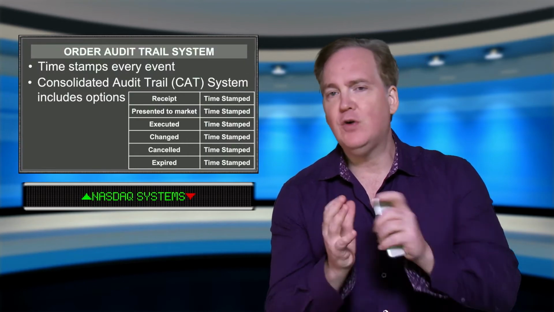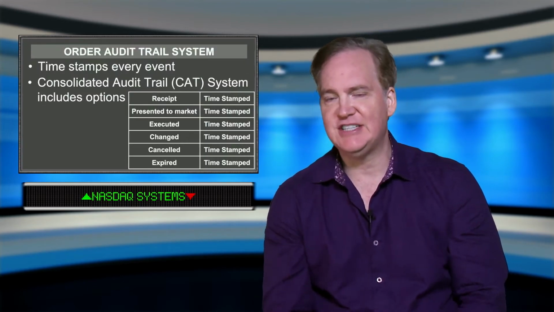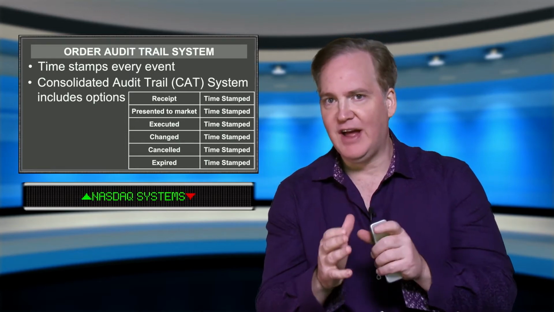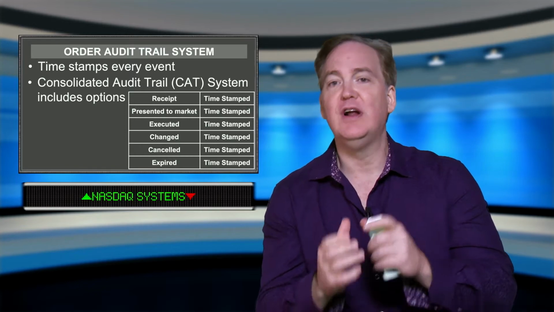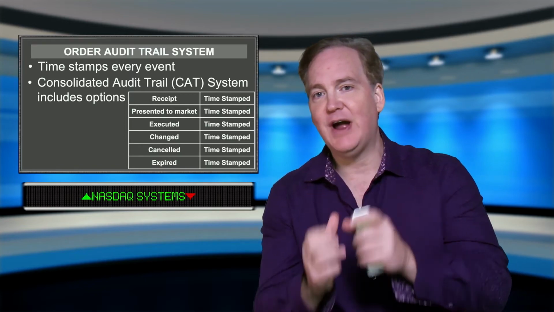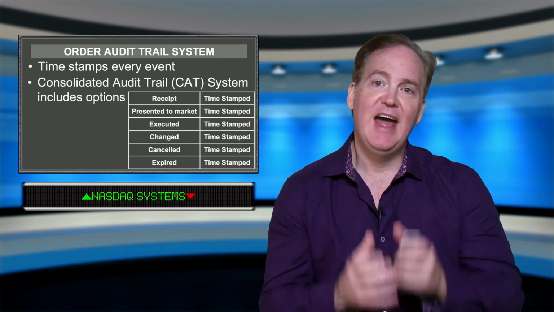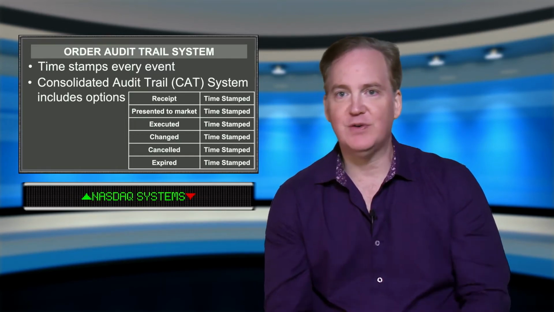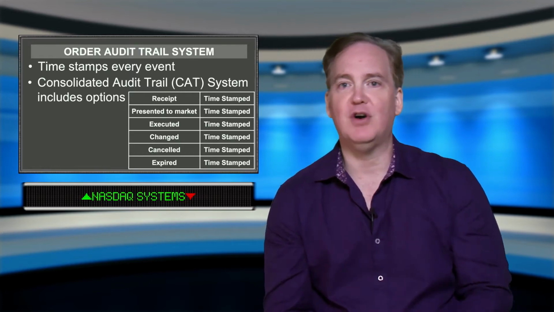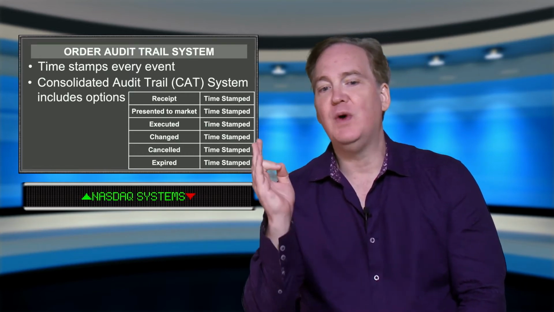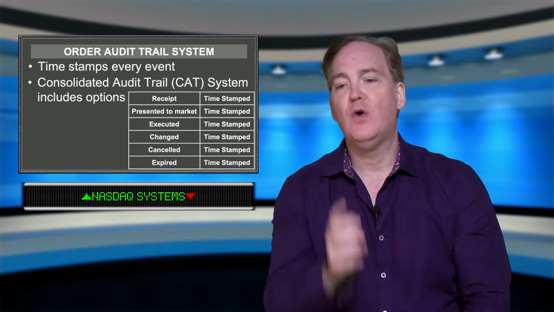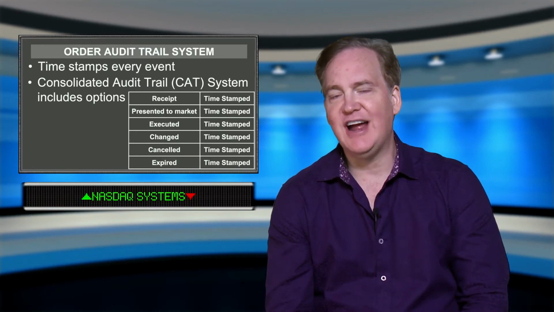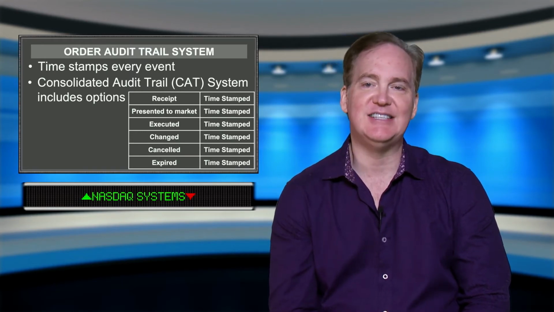The OATS system, or Order Audit Trail system, is designed to track an order through its entire life. It's designed to ensure that orders are handled and routed in a timely fashion. Every event in the order's life is time-stamped. The time when the order is received, the time when it's presented to the market, when it is executed, when it's changed, when it's canceled, or when that order expired are all events in the order's life that are going to be time-stamped by this system.